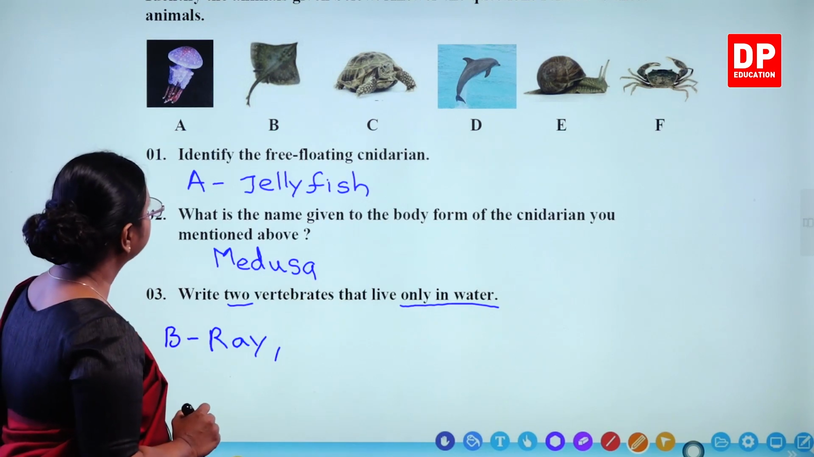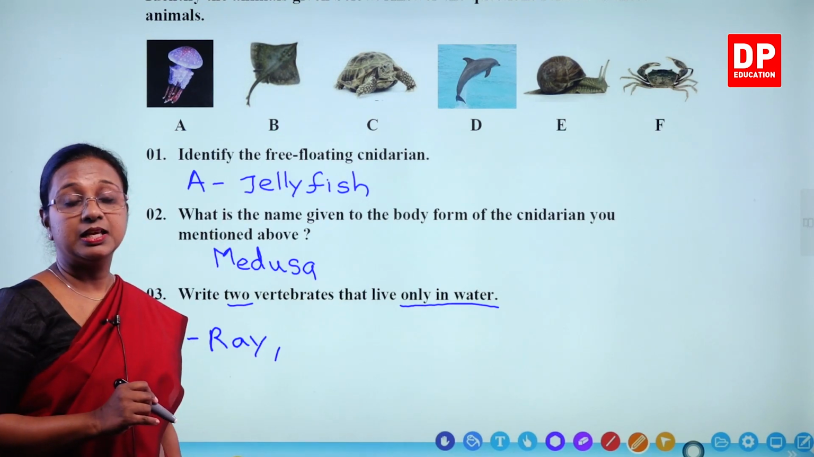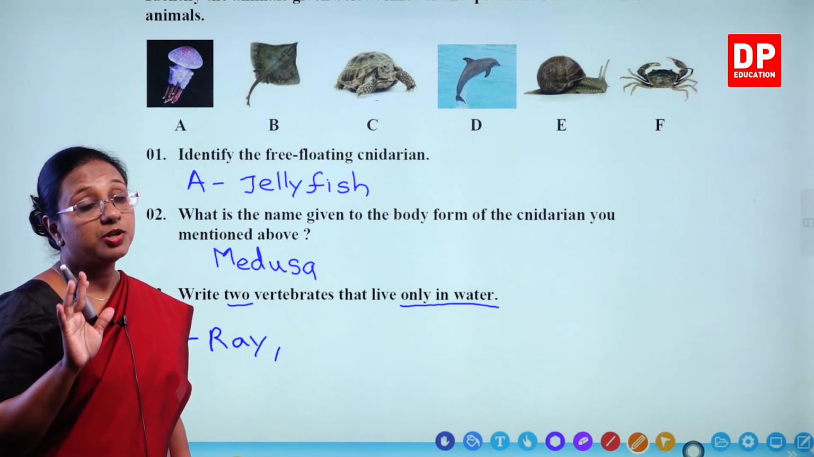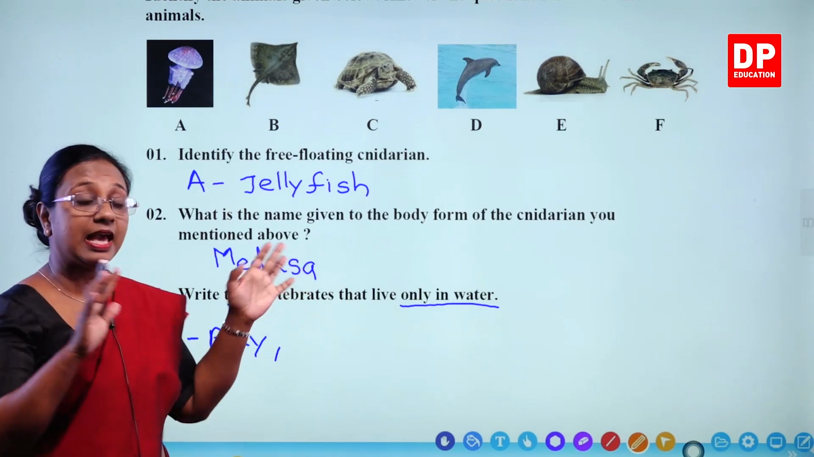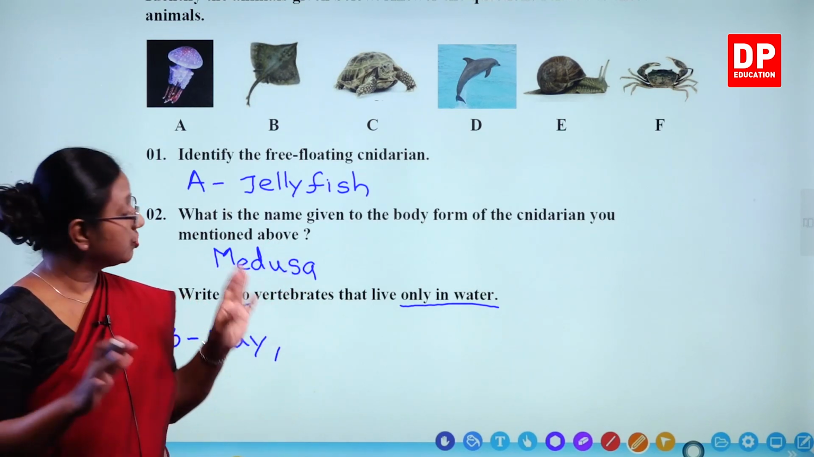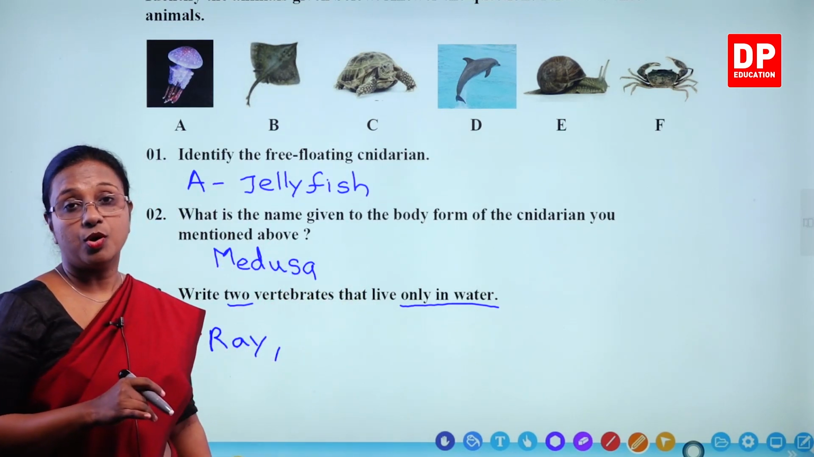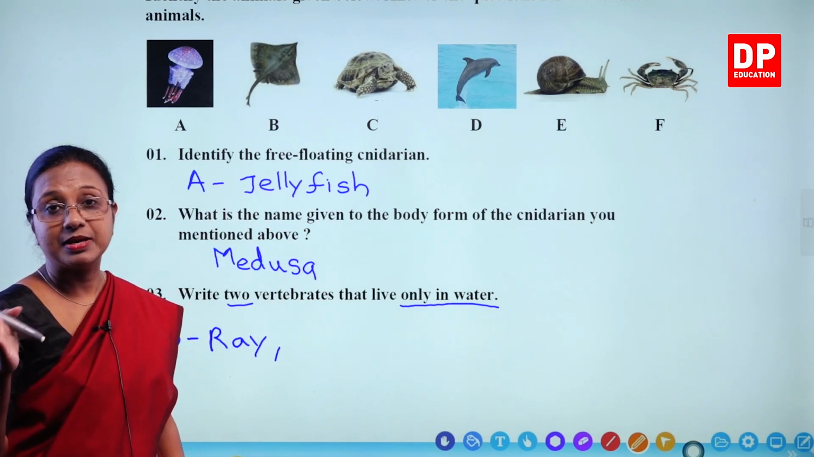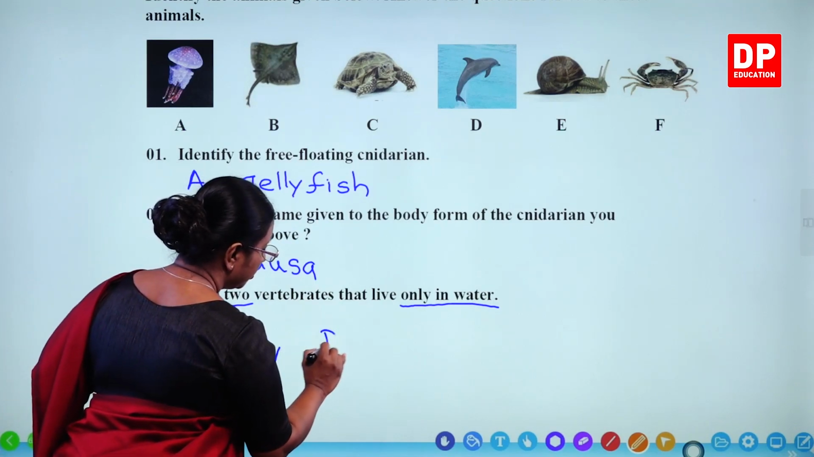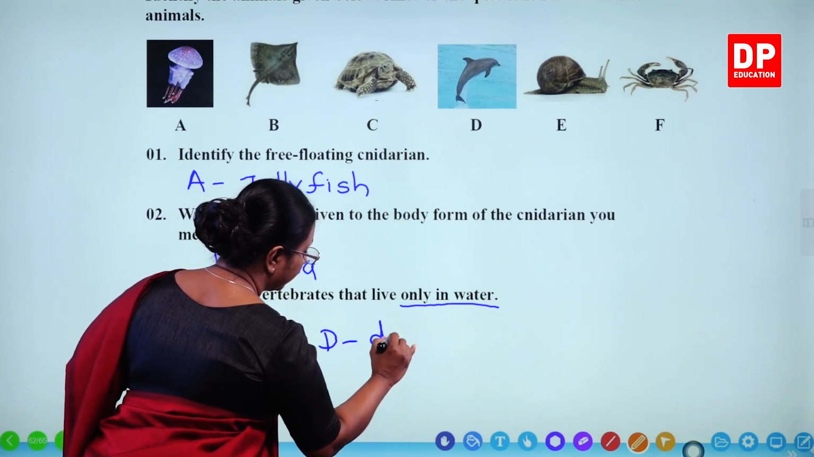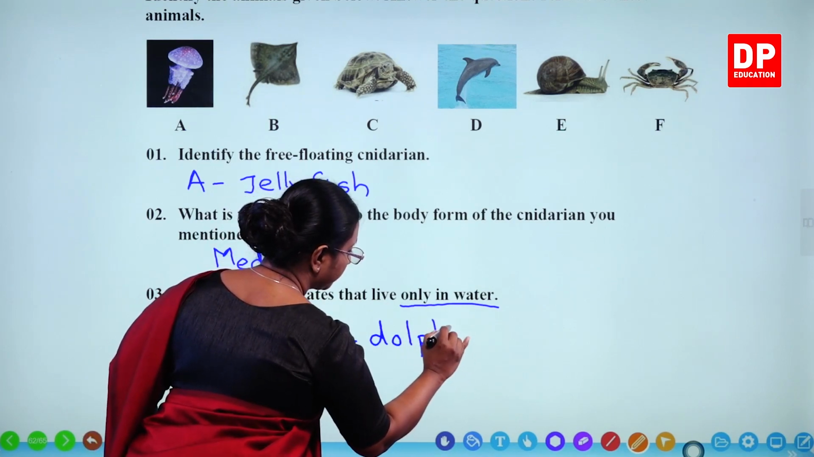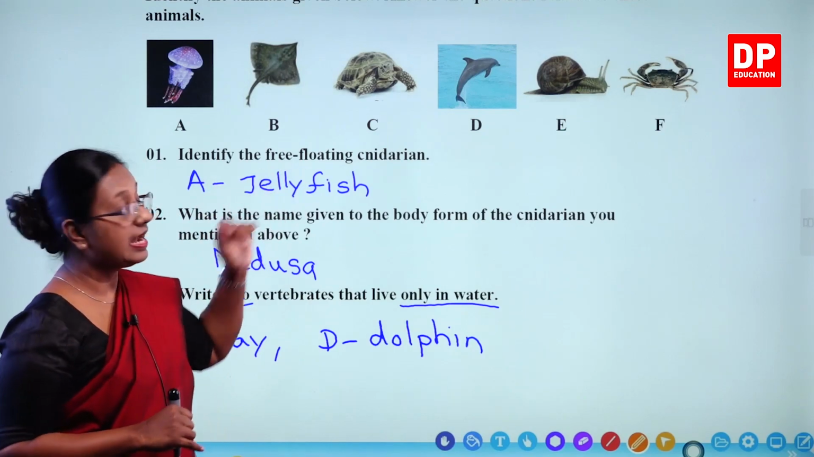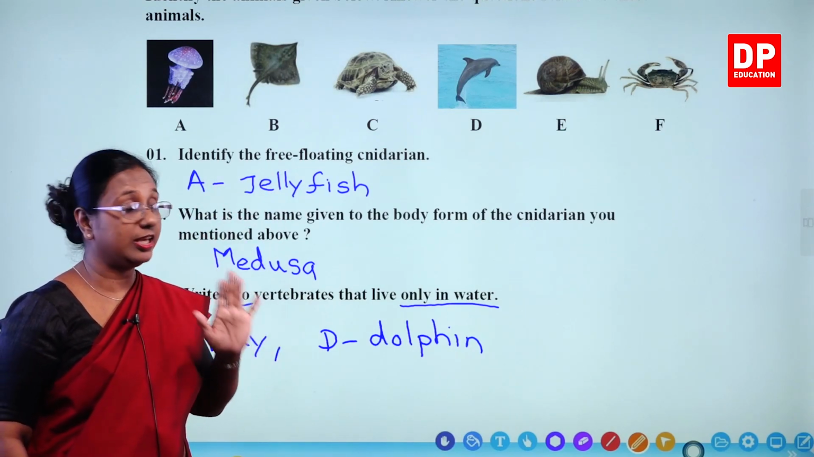This is B, that is ray. What about C? If it was a turtle, yes, it lives in water. But normally tortoise and turtle, they can live on land as well. So it is not only in water. So you can't write that answer. What about D? Dolphin, a mammal, lives only in water. So ray and dolphin, they both live only in water.